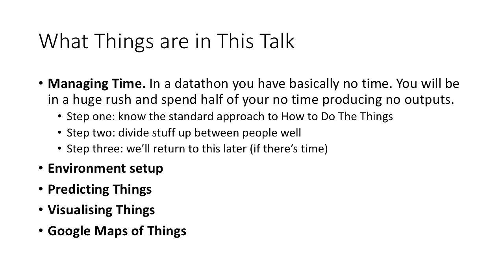So what things are in this talk? There's managing time. In a datathon, you basically have no time, so it becomes quite important to knock down as many things at the start that are going to cause you to stumble. Divide things up well in a team. Step 3, we'll return to this later if there's time. Basically, set up your environment, and then a little run through on how to do a few basic things you might need to do.